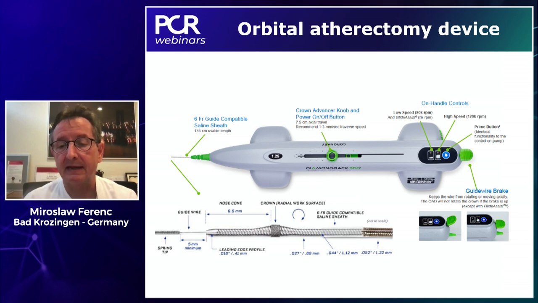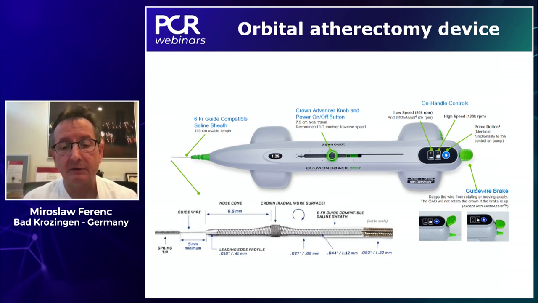You just press down, and that's it. Yeah, here you can see the crown in the middle, and you have a huge benefit and advantage. If you go forward, you make ablation. If you go backwards, you approach with ablation and sanding of the plaque material.